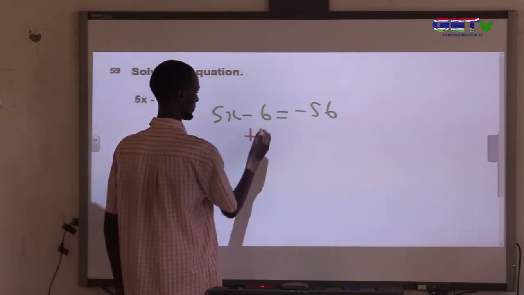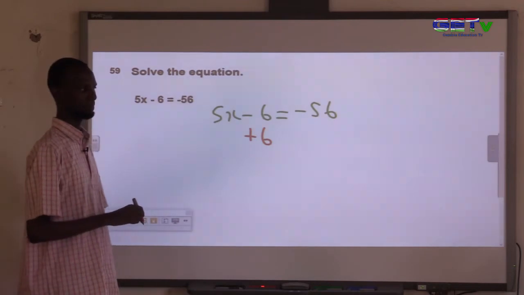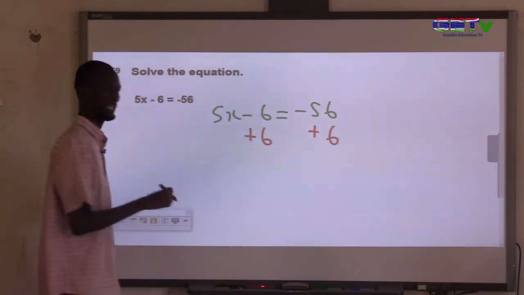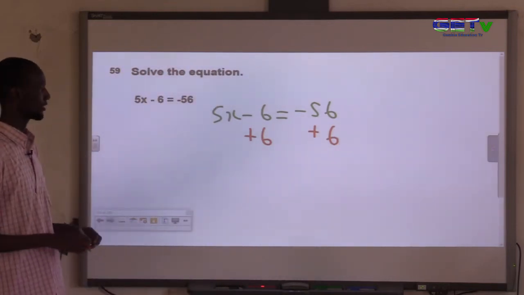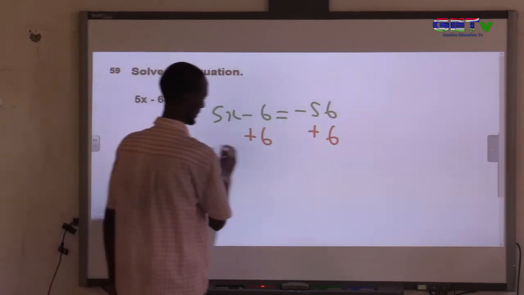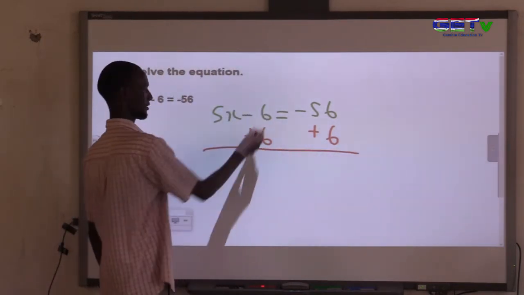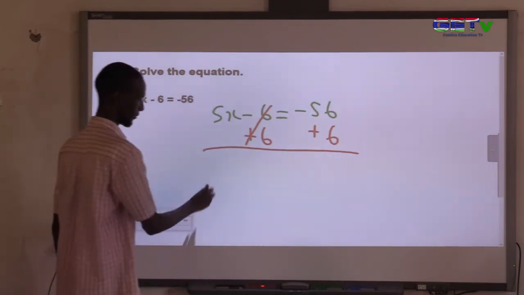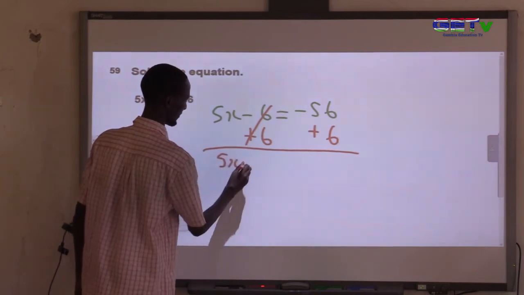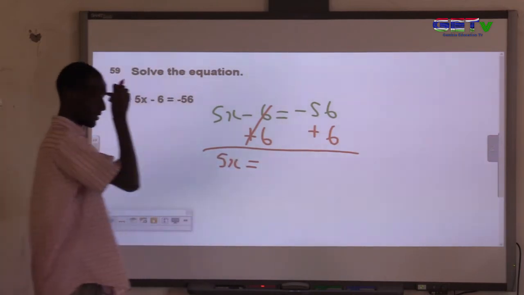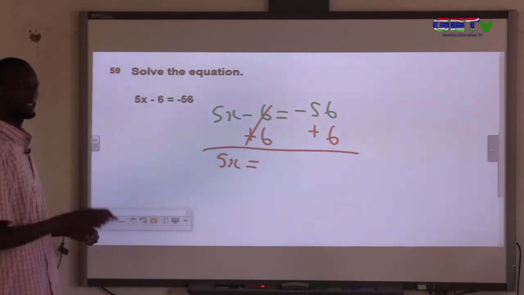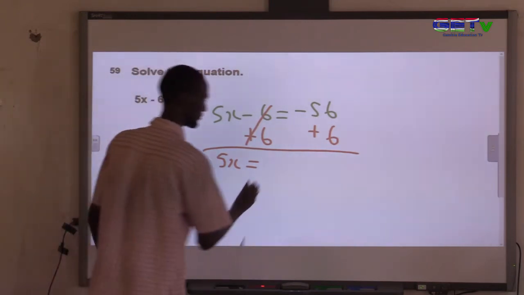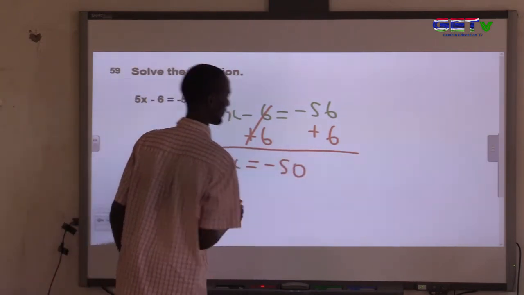You add 6 to the left-hand side, but also add 6 to the right-hand side, because whatever you do to one side, you must do to the other side. And this will give us minus 6 plus 6, we know is going to give us 0. Still, the 5x is there, so you bring it down. 5x is equal to negative 56 plus 6. Refer back to your integers, and that should give you negative 50.